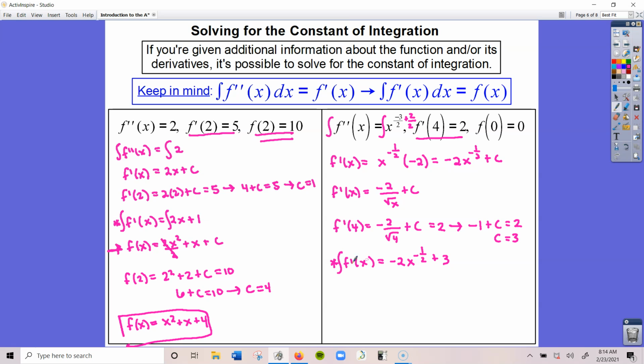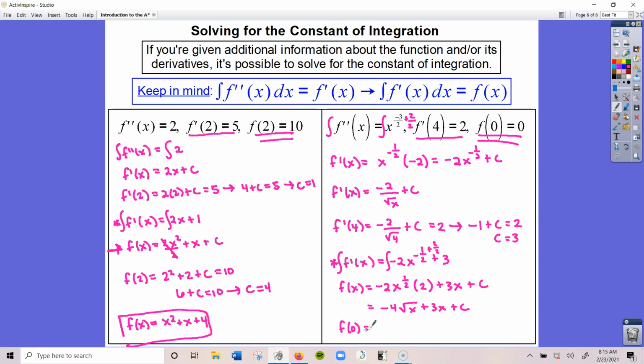Now we integrate both sides to get f of x. So f of x is going to equal negative 2x. I'm going to add 1, so plus 2 over 2, which is 1/2, multiplied by the reciprocal, which is 2, plus 3x plus c. This could be rewritten as negative 4 square root of x plus 3x plus c. Now we are told that f of 0 is equal to 0.